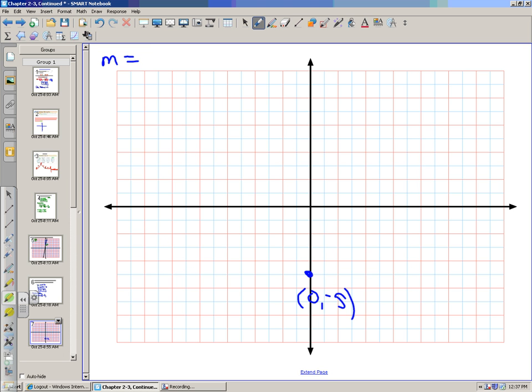Now my slope is 0. Graphically, what does your slope always have to turn into? A fraction. So I immediately am going to turn that into a fraction. So how many units am I going to rise up? I'm going to rise 0 units. And how many units am I going to run, which direction? I'm going to run to the right 1 unit from here. So I rise up 0, I don't move, and I go to the right 1. Rise up 0, to the right 1.